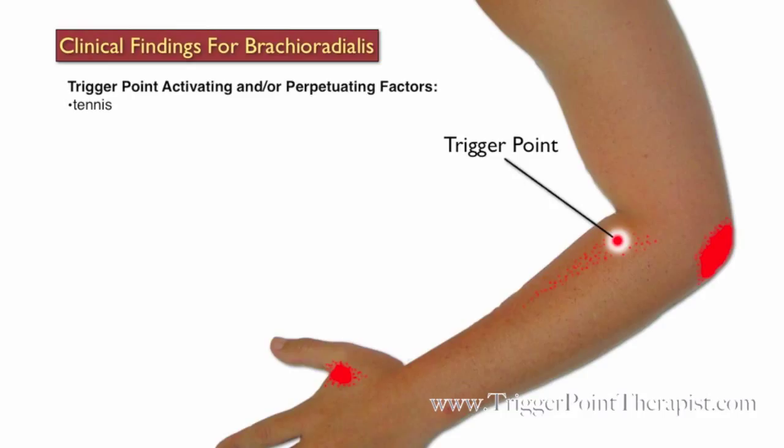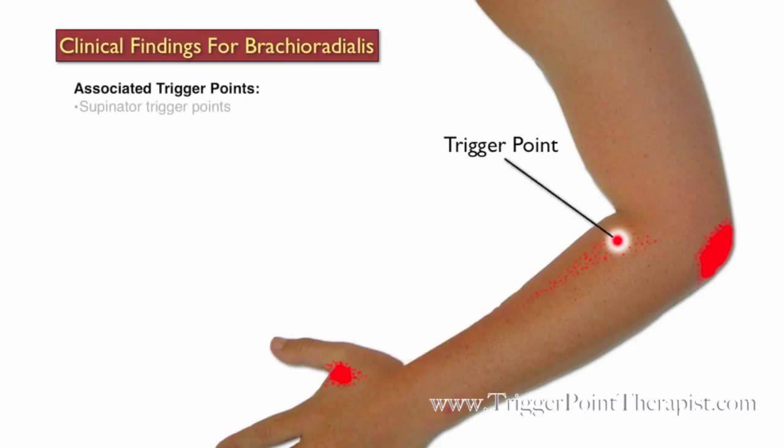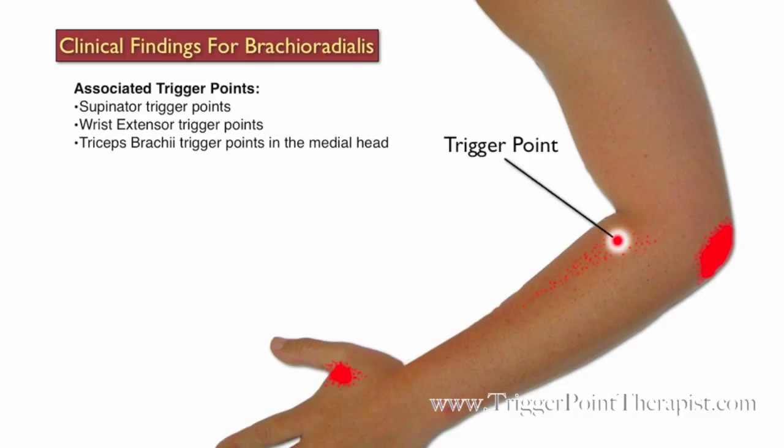Some activating factors for brachioradialis trigger points include playing tennis, weeding with a trowel, prolonged frisbee throwing, ironing, and prolonged immobilization after a shoulder injury. Some associated trigger points for the brachioradialis include the supinator, the wrist extensor group, and the medial head of the triceps brachii.